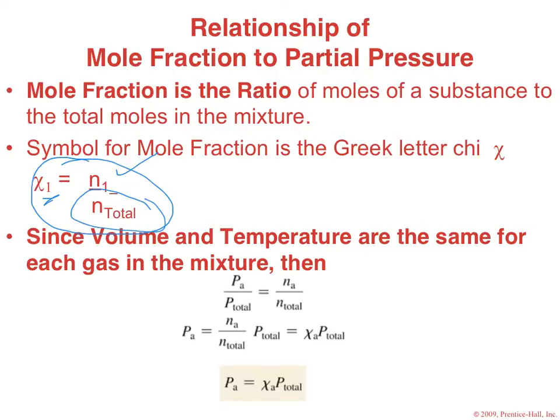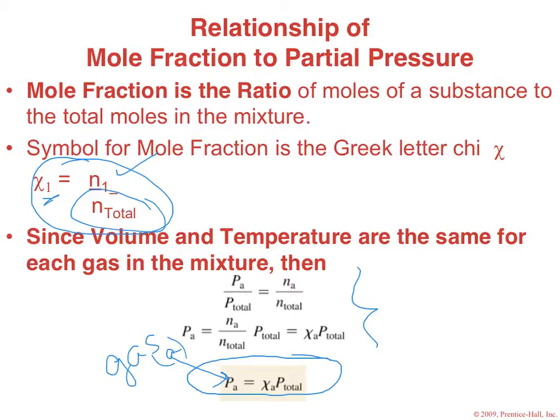And since the volume and temperatures I just went over in the last slide are the same for each gas in the same mixture, you don't have to be able to do this derivation, but if you want to see where this equation comes from, the bottom line, what I want you to know is that the partial pressure of any gas, we'll just call it gas A, equals the mole fraction of that gas, gas A, times the total pressure for the mixture.